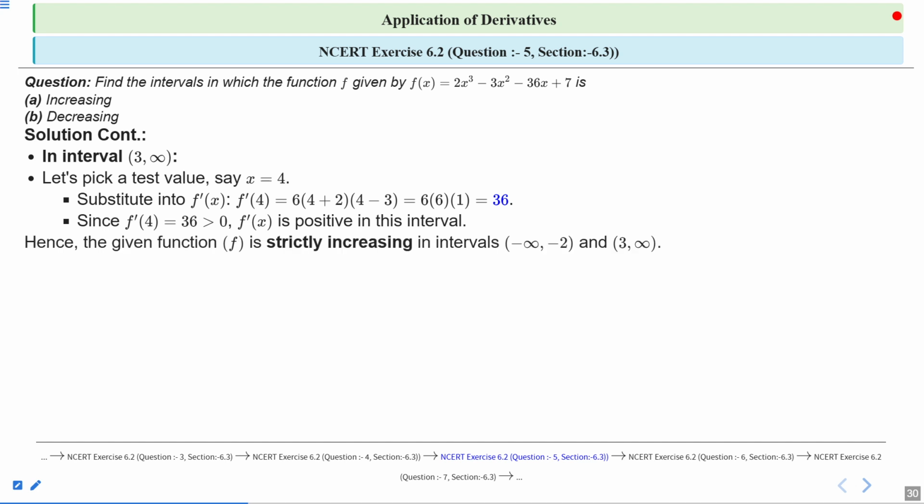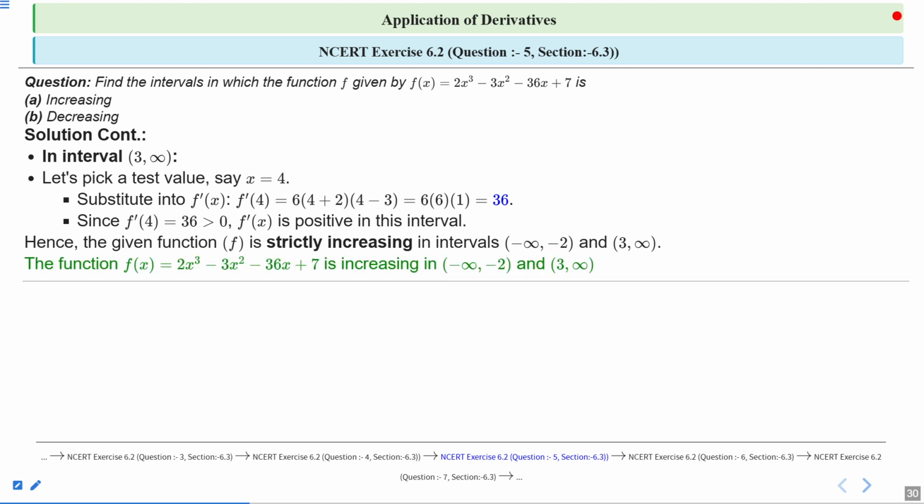Hence the given function f is strictly increasing in the intervals minus infinity to minus 2 and 3 to infinity. So the function f(x) equal to 2x cube minus 3x square minus 36x plus 7 is increasing in minus infinity to minus 2 and 3 to infinity.